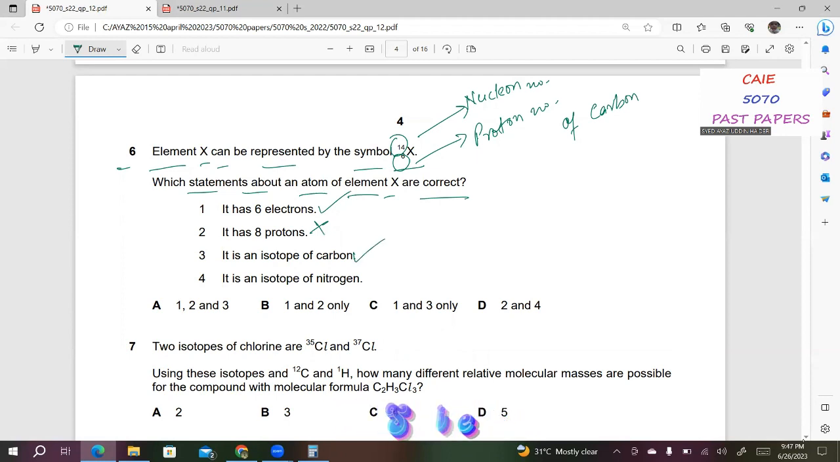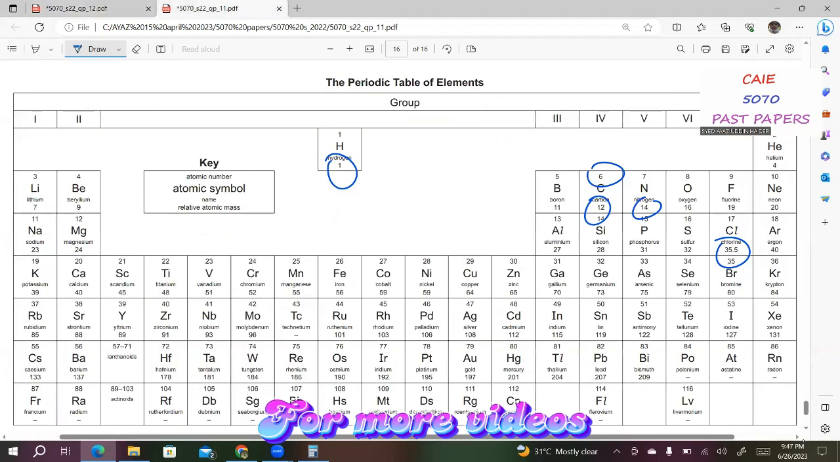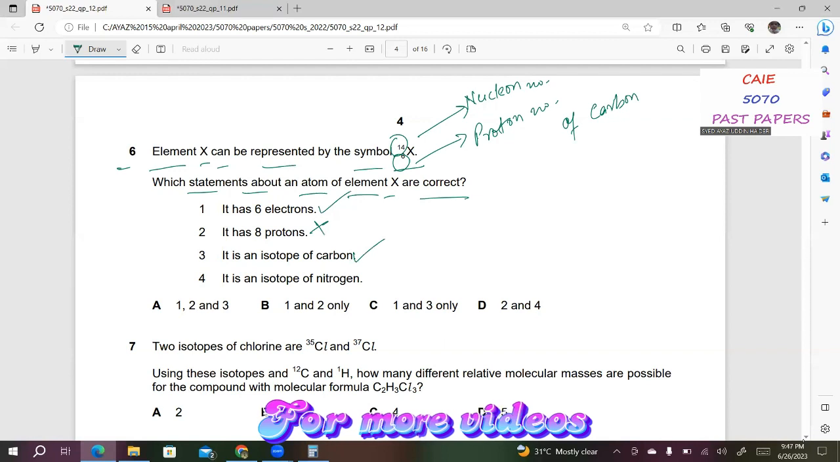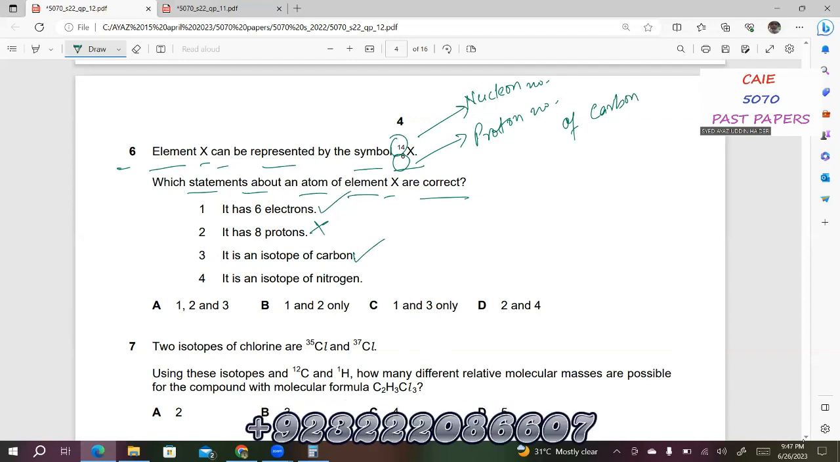3, it is an isotope of carbon. Yes, it can be an isotope of carbon. The reason is that the nucleon number is different. The nucleon number of carbon is 12, but here it is 14. Number 4, it is an isotope of nitrogen. Wrong, because the proton number of nitrogen is 7. So this can't be the correct statement. Only 1 and 3 are the right statements. So C will be the right answer.